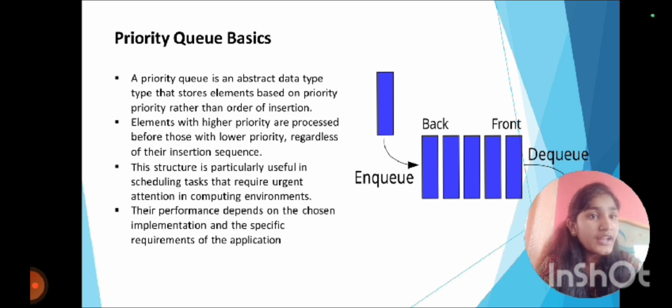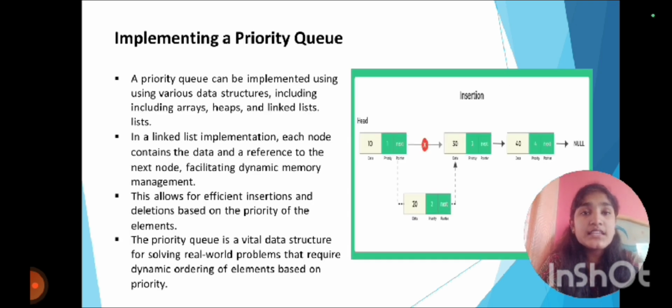Enqueue, back, front, and dequeue are the priority queue basics. Next comes implementing a priority queue. A priority queue can be implemented using the various data structures including the array, heaps, linked list and the list.